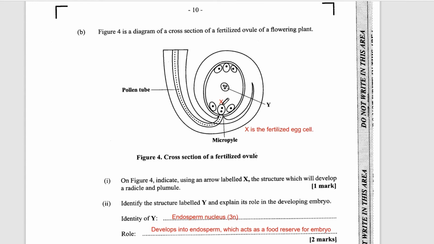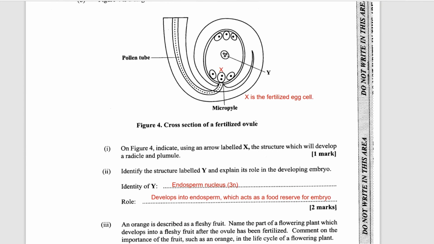And where I marked X here, this would have been where the egg cell was, which has been fertilized, so there's a diploid now. So there's a zygote. So X is the fertilized egg cell. So this will indicate using an arrow labeled X. So when I put an arrow there, the structure which should develop into a radicle and plumule, that would be the fertilized egg cell, which would become the embryo.